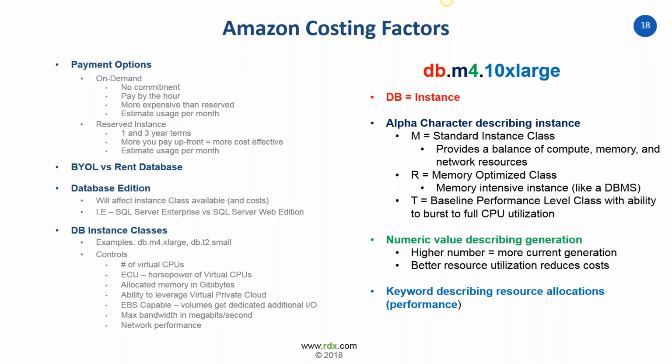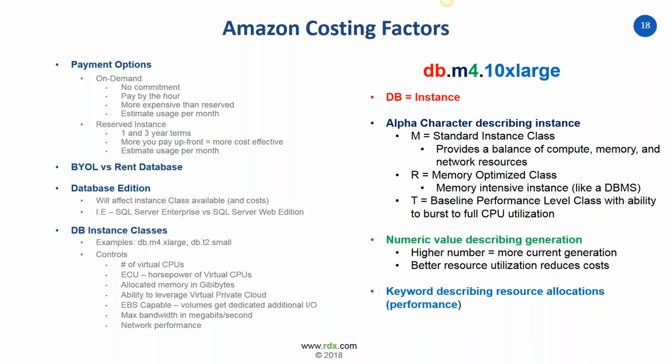The configuration for the example I use on this slide is for a db.m4.10xlarge instance. The letter M, that's this one. So we're going to go from left to right. The letter M indicates that this is a standard class instance, not memory optimized. Amazon recommends configuring RDS databases to use memory optimized, which is the R option.